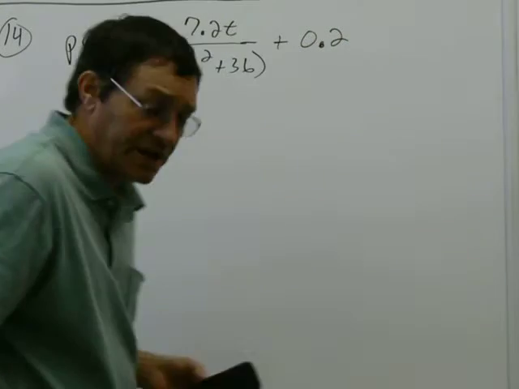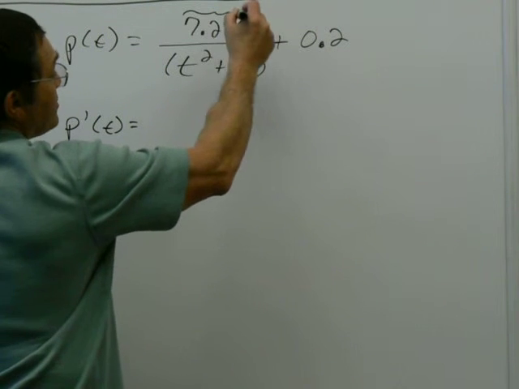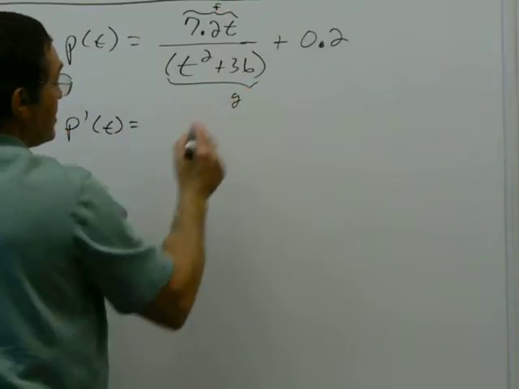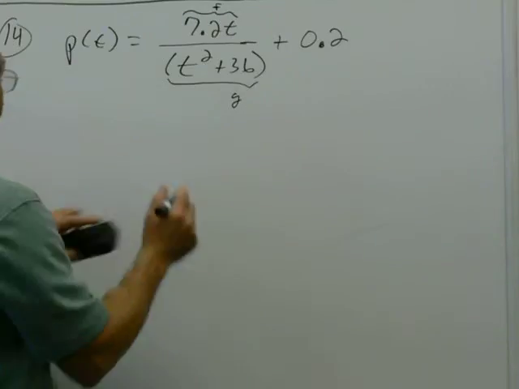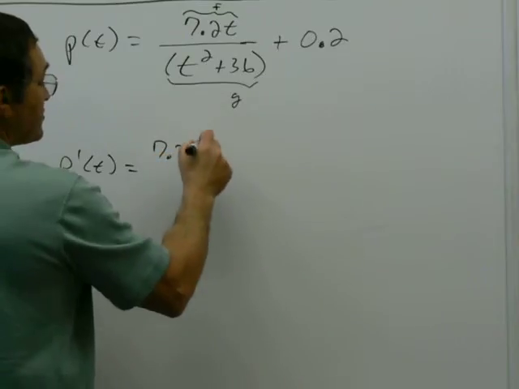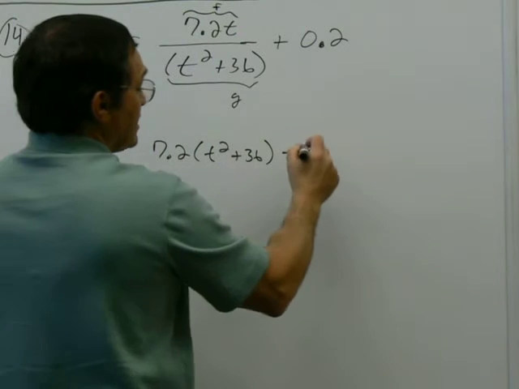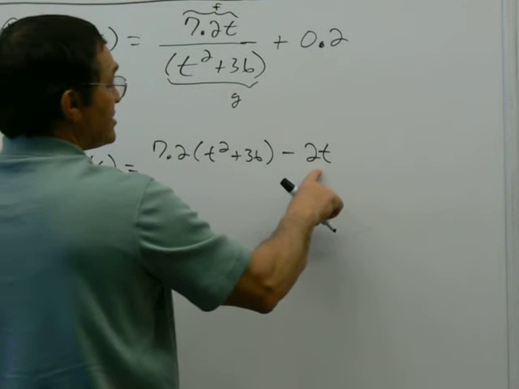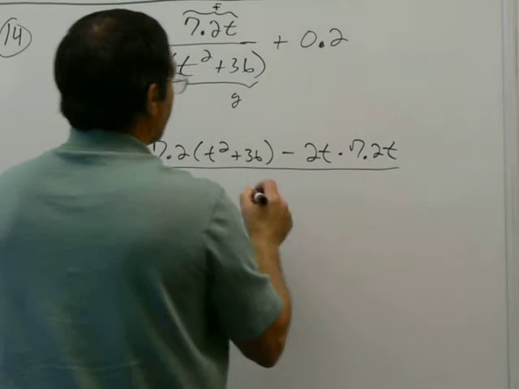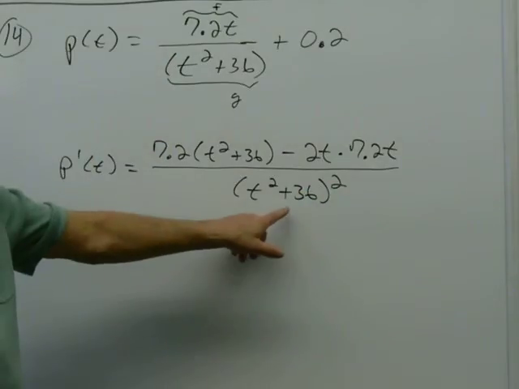And you can always pause this video at any time and write down anything you need to write down. So if I identify the numerator here, the top part, as my f, and the denominator as my g, then f prime would be 7.2 times my denominator, minus g prime, which would be the derivative of t squared plus 36, which is 2t, times f, over g squared. So there's my derivative.